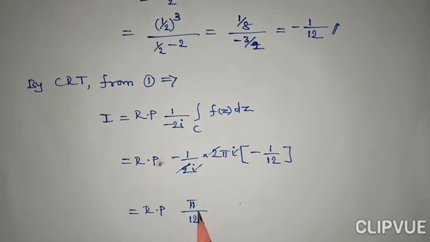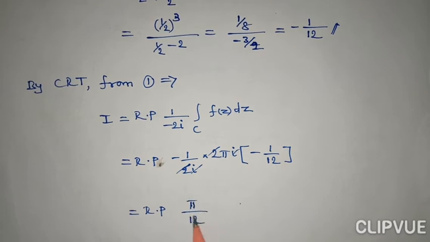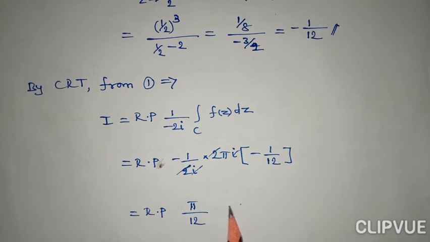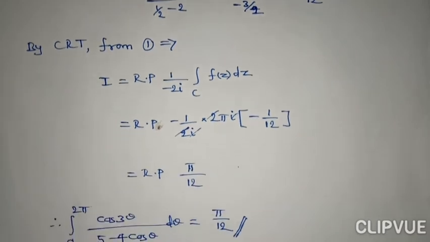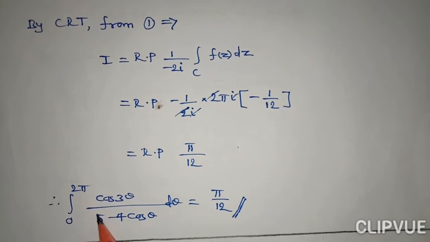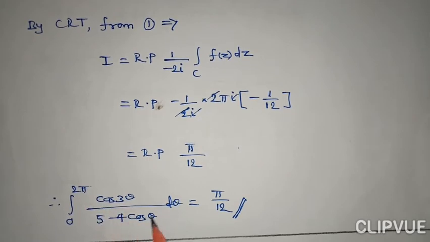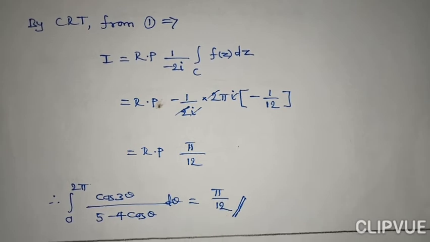What is the real part of this pi by 12? Here there is no complex value, only the real part we have. So the answer is the same, pi by 12. Suppose you got pi by 12 plus some imaginary part, you need to remove this imaginary part. You take the real part alone. Suppose the question asks for the imaginary part, take the imaginary part alone and remove the real part. Now the final answer is this integral over 0 to 2 pi of cos 3 theta divided by 5 minus 4 cos theta d theta, which is equal to pi by 12.